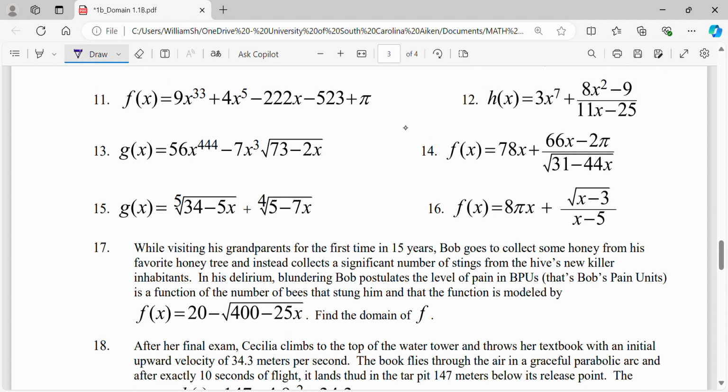Number 11 says f of x equals 9x to the 33rd power plus 4x to the 5th power minus 222x minus 523 plus pi. I don't have any divisions, I don't have any radicals, and it's not a word problem. So my domain is negative infinity to infinity.